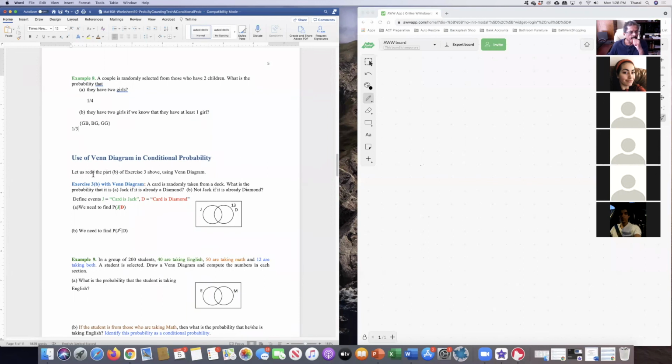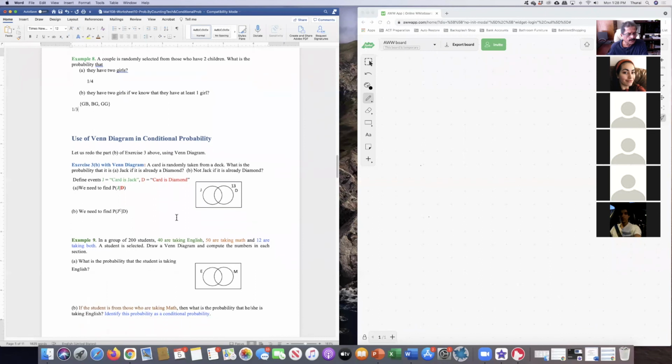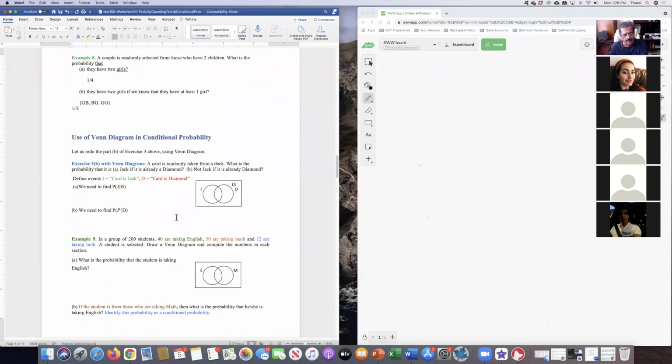Let's go to the Venn diagram and learn how to figure out these probabilities from the Venn diagram. So in this problem, the Venn diagram shows you the count. The Venn diagram sometimes gives you the count of elements. Sometimes it gives you the probability for each section. Either way, we can work with it. So a card is randomly selected. What is the probability that it is Jack if it is already diamond? And what is the probability it's not Jack if it is already diamond? Those are the 2 questions we want to answer.